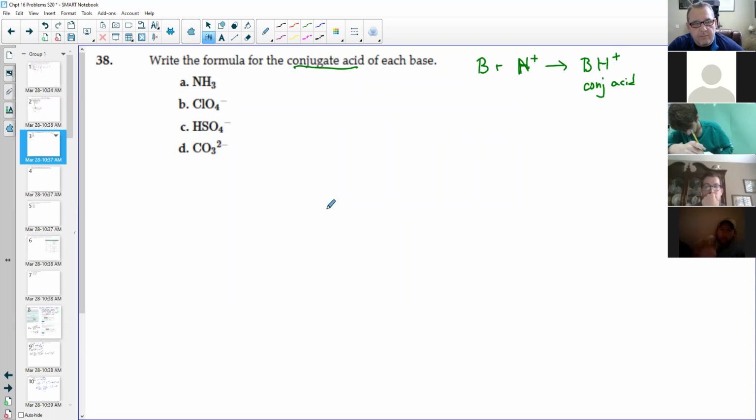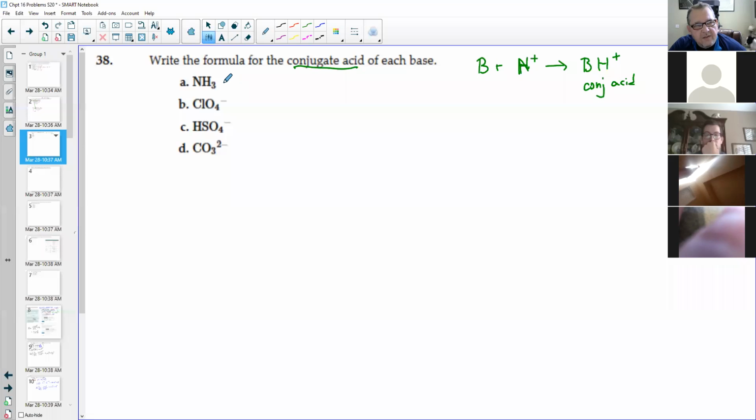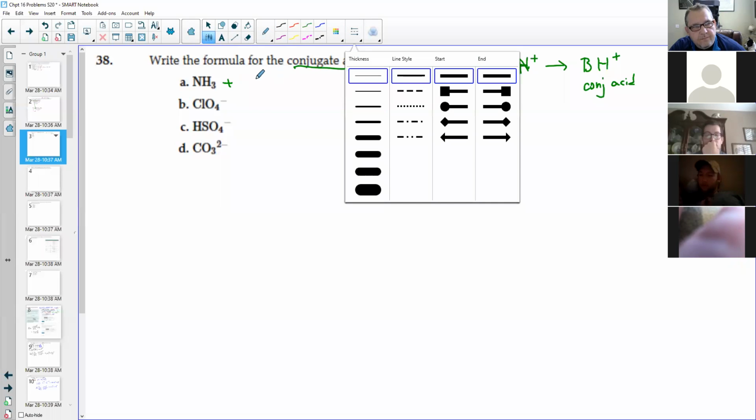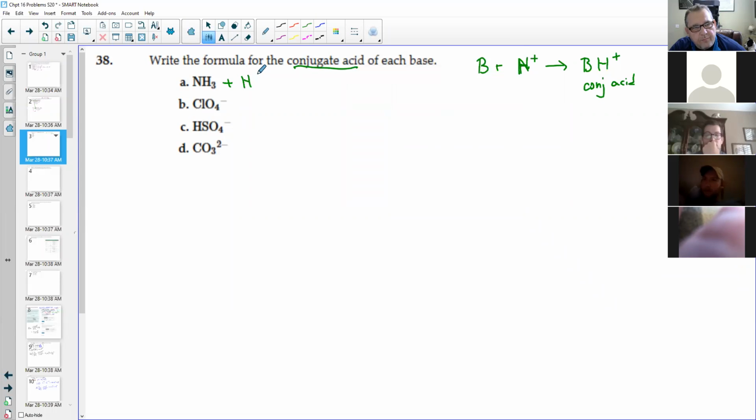All right, so if we look at the first one, NH3, I just can't make an N there. I'll go ahead and fix that. Plus a proton, and it forms the NH4 plus. That's the conjugate acid in the system.